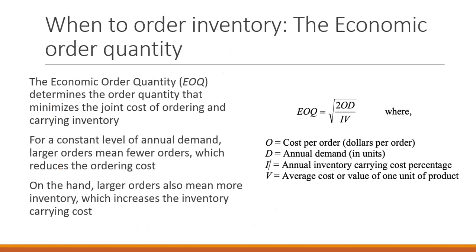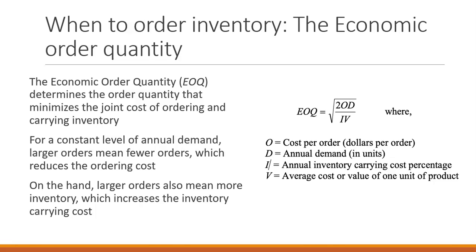So when to order inventory? This formula is called the economic order quantity, and it determines the order quantity that minimizes the cost of ordering and the cost of carrying inventory.